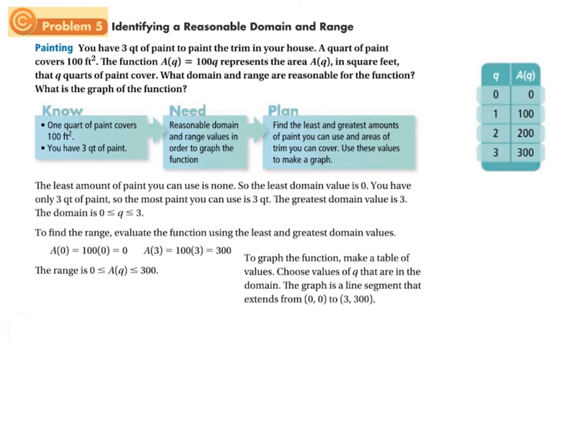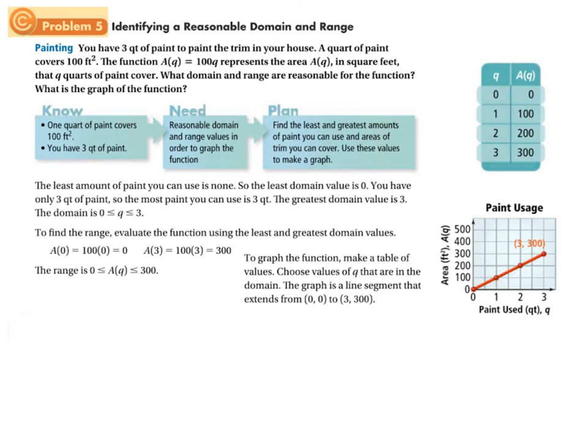to have some points. So what if you used 0 quarts, 1 quart, 2 quarts, and up to 3 quarts is the limit that you've got, right? And then that would look like that. And you can see that it's a connected line because everything in between those individual points also makes sense. You could paint any amount from 0 to 3. Those would be the resulting output values.